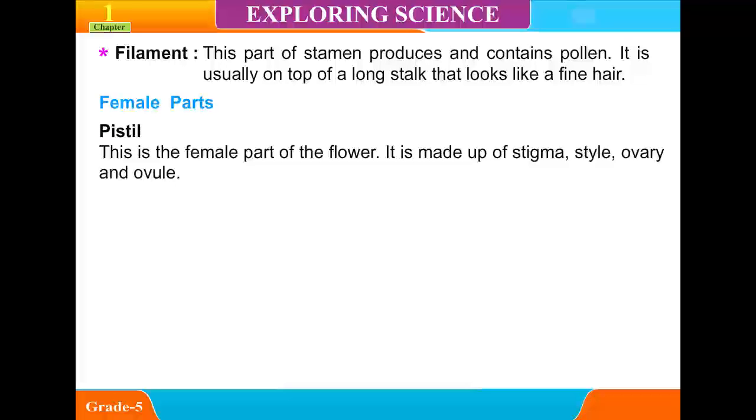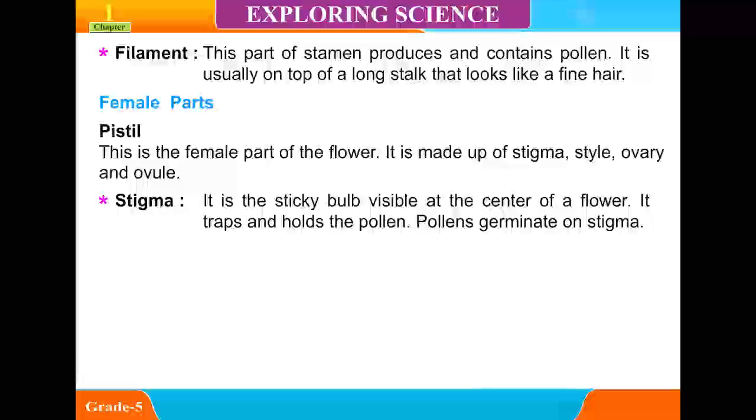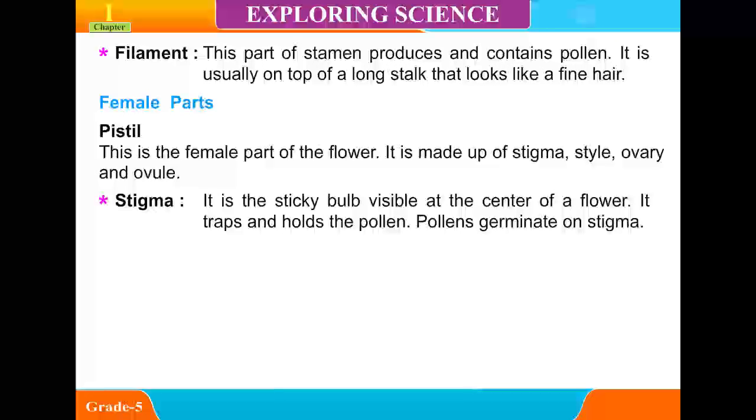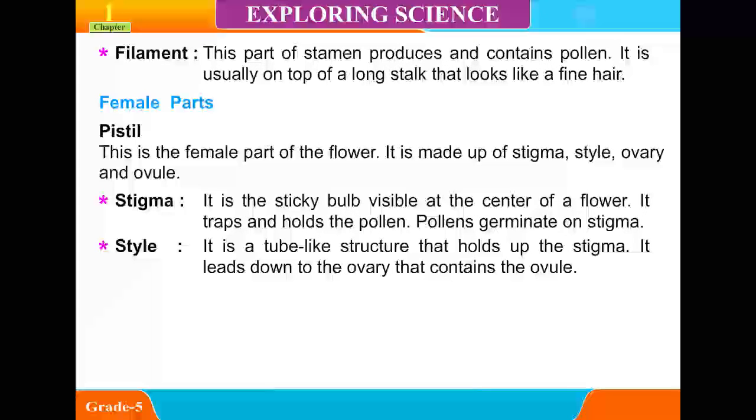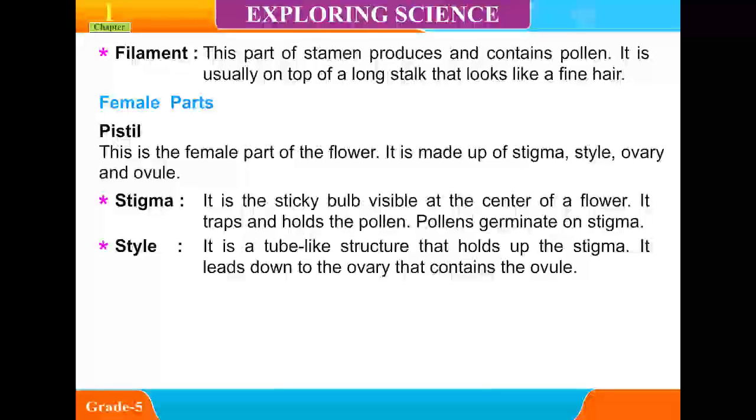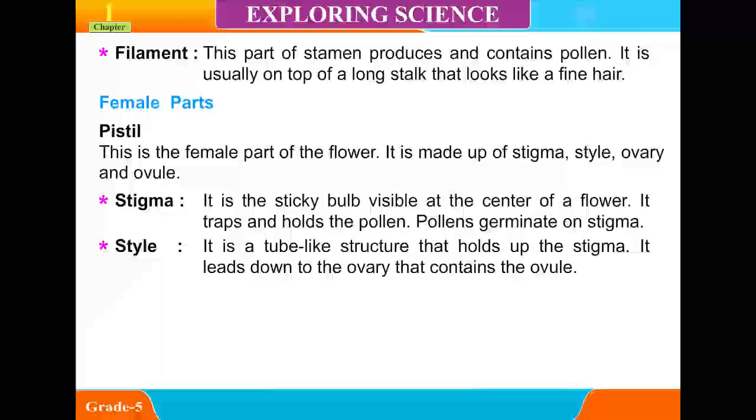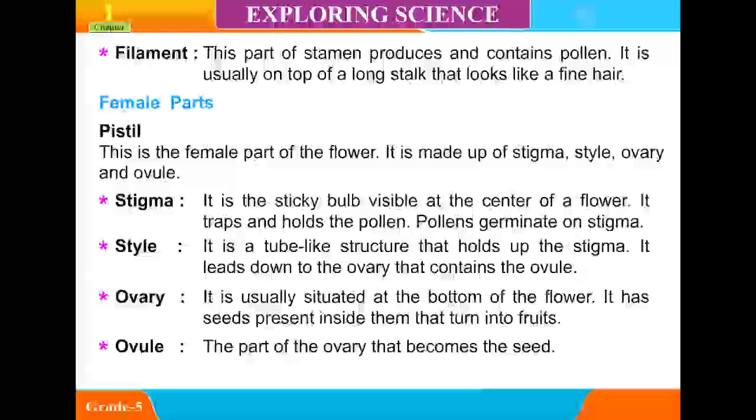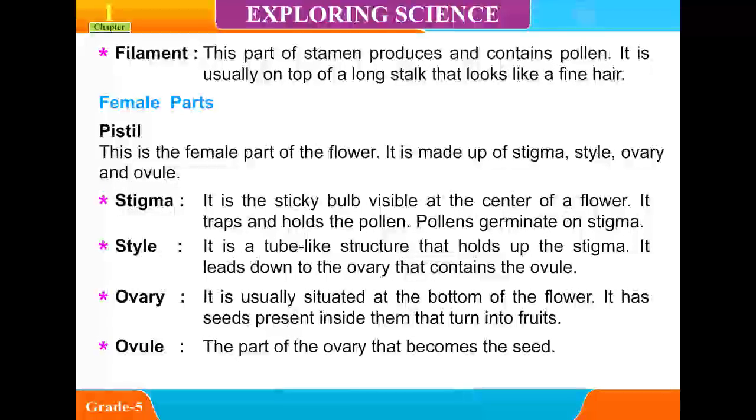Female parts. Pistil. This is the female part of the flower. It is made up of stigma, style, ovary, and ovule. Stigma: it is the sticky bulb visible at the center of a flower. It traps and holds the pollen. Pollens germinate on stigma. Style: it is a tube-like structure that holds up the stigma. It leads down to the ovary that contains the ovule. Ovary: it is usually situated at the bottom of the flower. It has seeds present inside that turn into fruits. Ovule: the part of the ovary that becomes the seed.